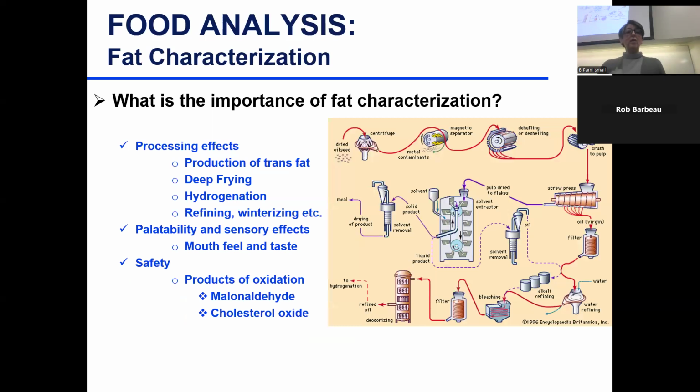All right, so let's talk a little bit about processing effects. Do you know how trans fat is produced? So what is trans fat and cis fat? Cis is what we have in nature. You have your hydrocarbon in your fatty acid, and you have these double bonds. In cis fat, the H's are in one direction. Trans is different, and this is not naturally occurring.